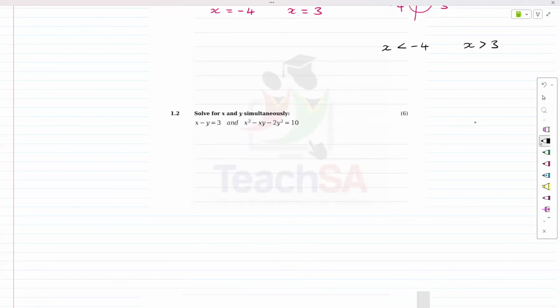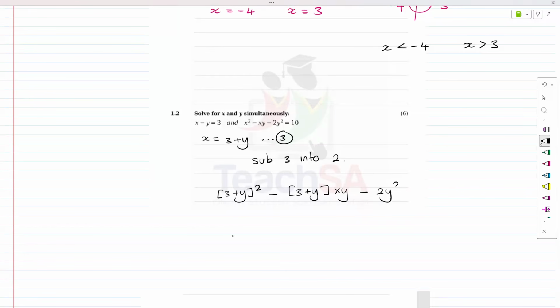Simultaneous might be the only annoying question, or the next one. Are there more x's, more y's? Okay, let's just go with x. X equals 3 plus y. That's equation 3. Sub 3 into 2. So where I see x, I'm going to substitute my x value. That's x squared minus that nonsense multiplied by y minus 2y squared equals 10.